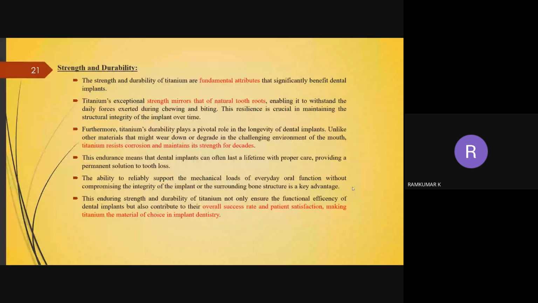The next one is about strength and durability. Mainly, strength and durability are the fundamental things needed in an implant. It won't corrode easily, it has a higher success rate, and it will create better satisfaction for the patients.